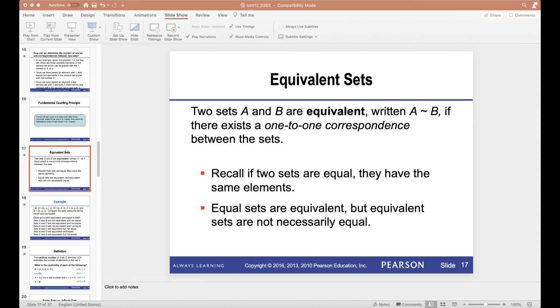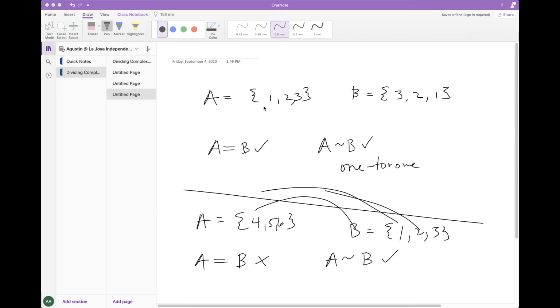I'm sorry, I don't think you saw that. Let me go back. So again, if A is {1, 2, 3}, and B is {3, 2, 1}, the order didn't matter. Is A equal to B? Yes, they have the same elements. Is A equivalent to B? Yes, because they have a one-to-one correspondence. If I had {4, 5, 6} as A and B was {1, 2, 3}, are they equal? No, they're not equal. Are they equivalent? Yes, because you can do a one-to-one correspondence. Okay.